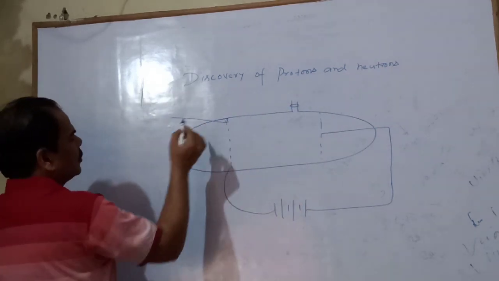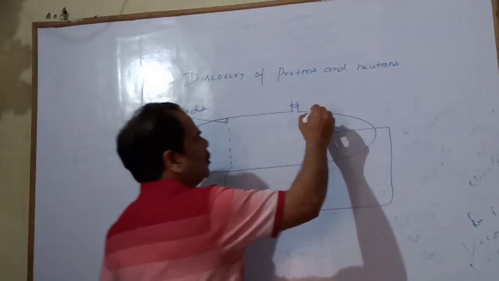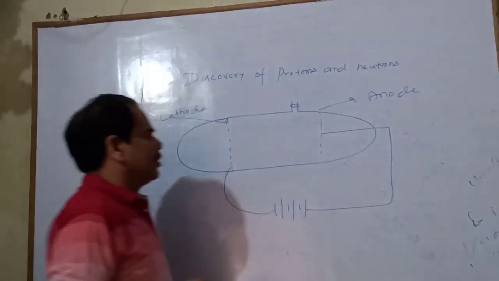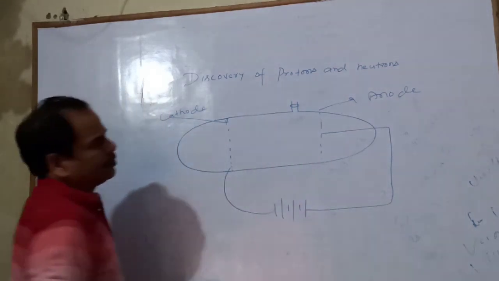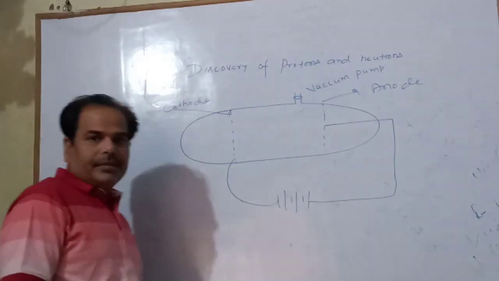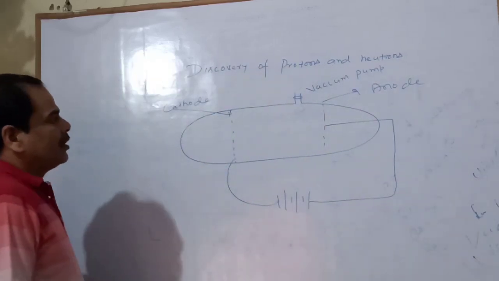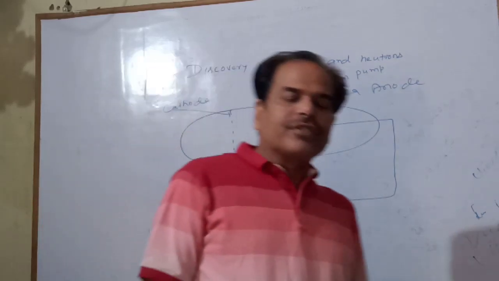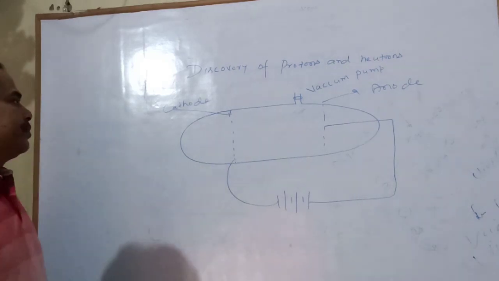This is cathode, this is anode, and this is the discharge tube. Tube was connected with the vacuum pump, which controls the pressure of the gas present in the discharge tube.